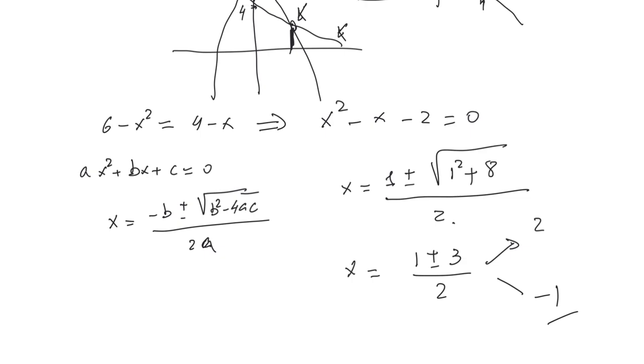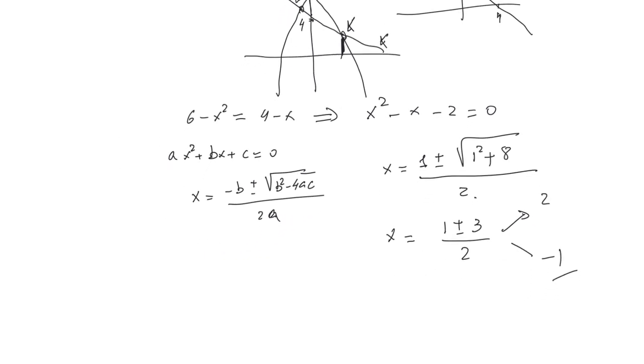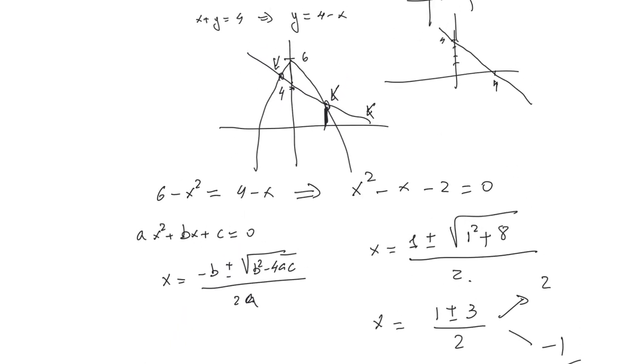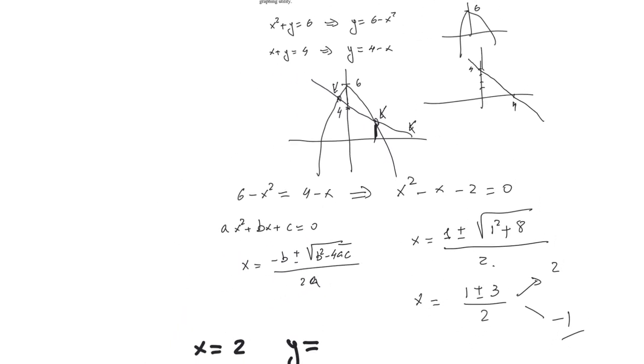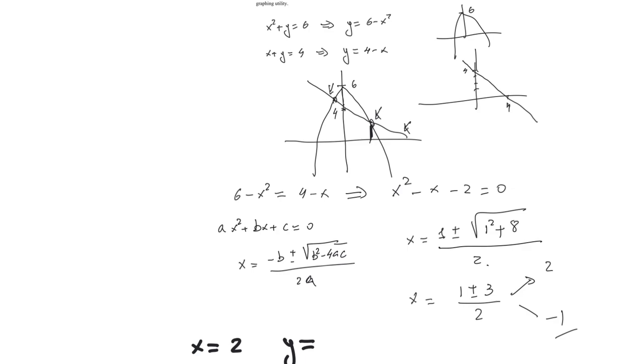So what is the point? The point is x equals 2 and y equals what? Whichever equation you use, the inverted parabola or the rectilinear line, you will find the same y. So if I use the rectilinear line, y is 4 minus x. So 4 minus 2 is 2. So the point of intersection is the point 2, 2.